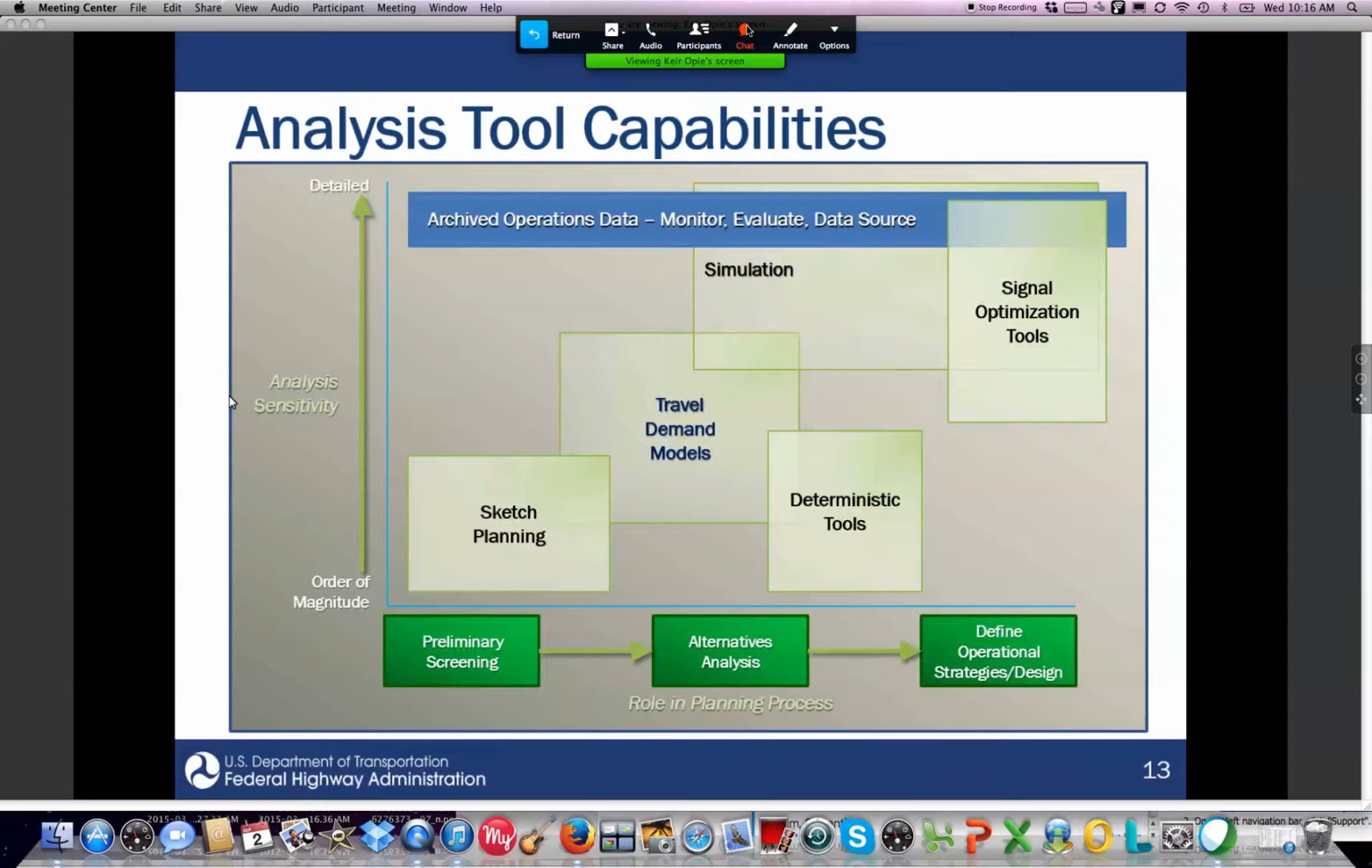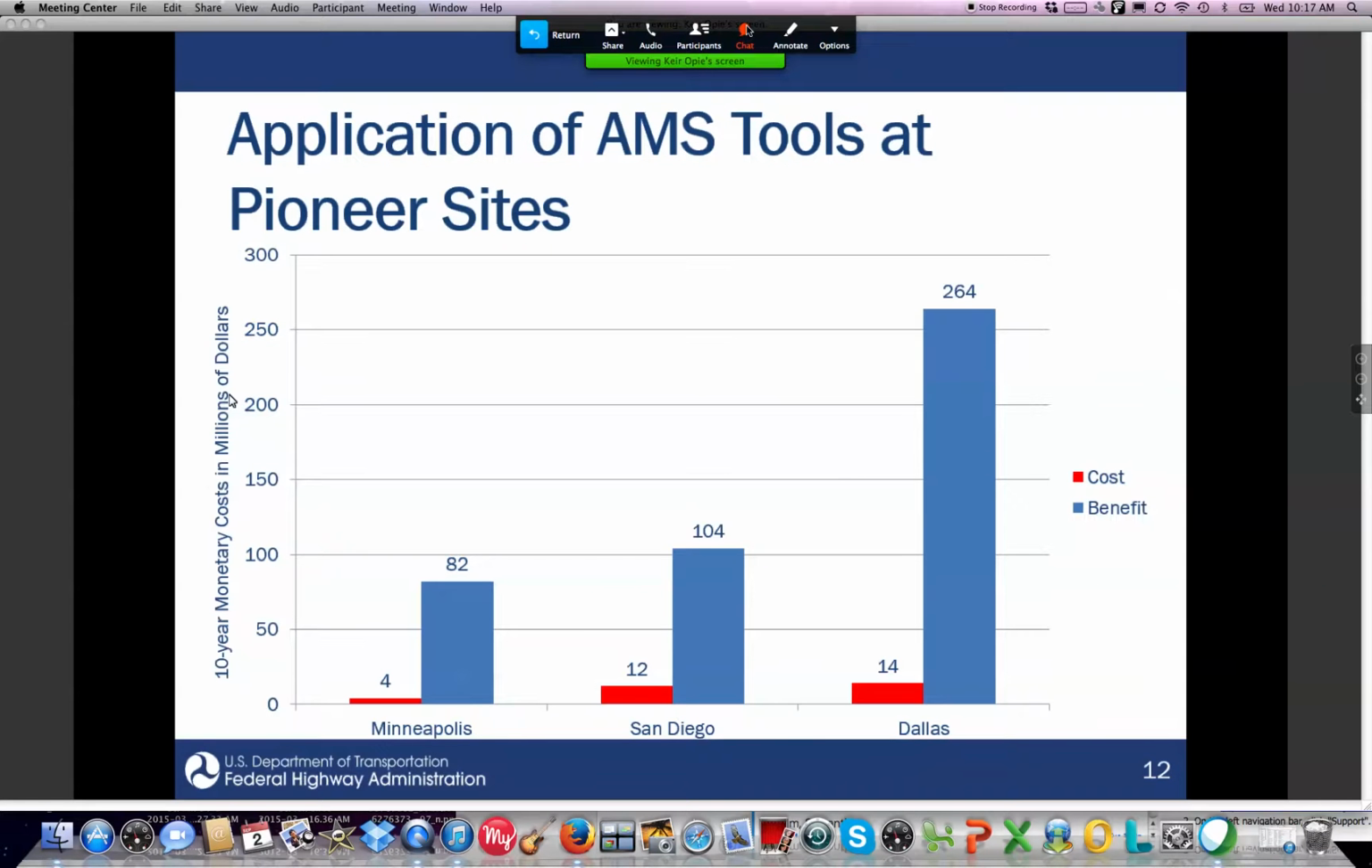Can you go back to the slide? This is Vasa from New Jersey DOT. Sure. Previous slide. If I read this correctly, like for example, Dallas, is that $14 million over 10 years? The AMS cost? Yes. Okay. So this is projected. Yes, of course. This is all cost benefits analysis that came out of the analysis stage. So this is all pre-deployment evaluations of costs. Okay. All right.